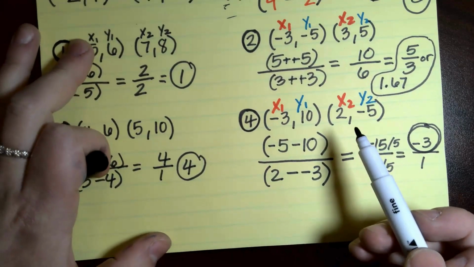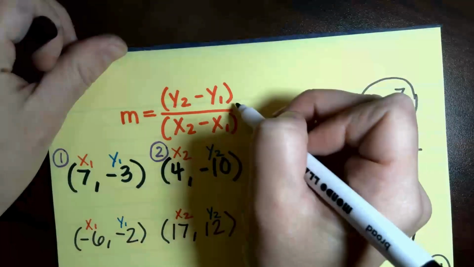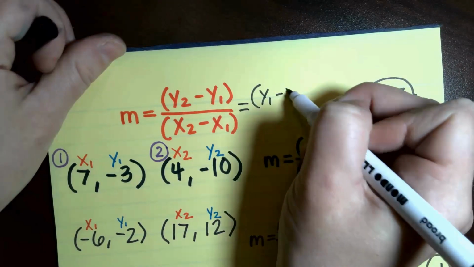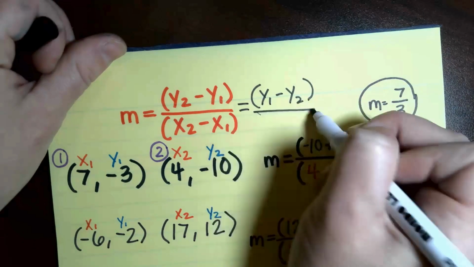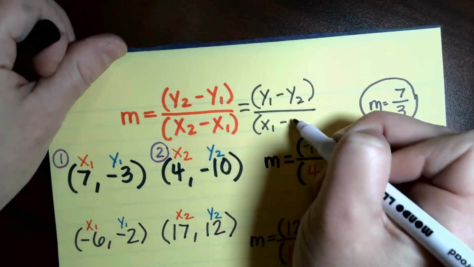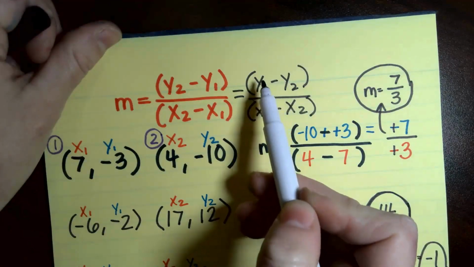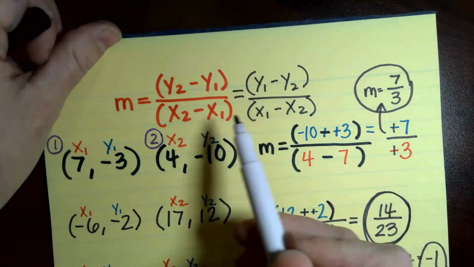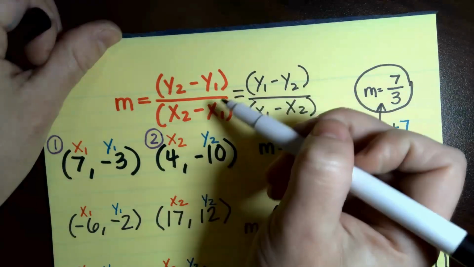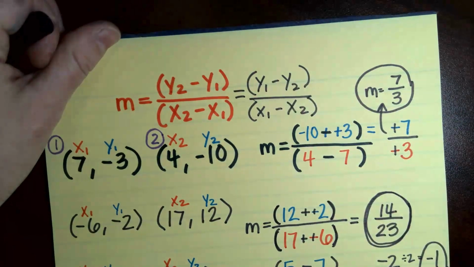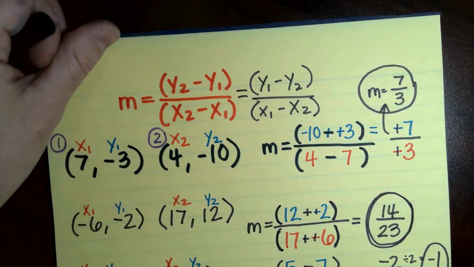Not really. So if this is confusing, you could also say that m equals y1 minus y2 over x1 minus x2. As long as the first value is consistent, like here we have 2 first and then 1, here we have 1 first and then 2. It doesn't matter. Either way is going to give you the same answer.